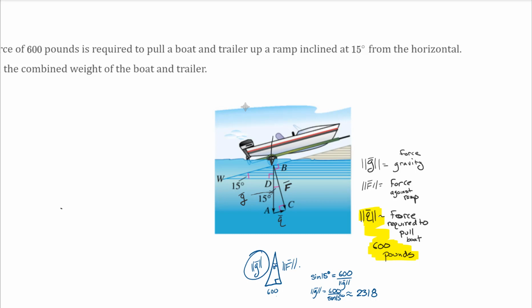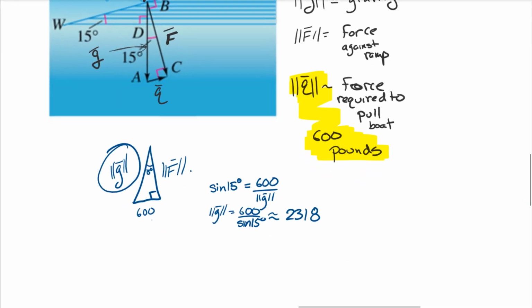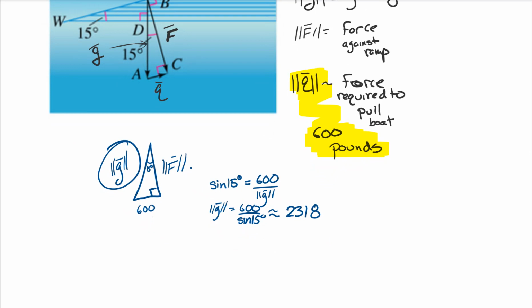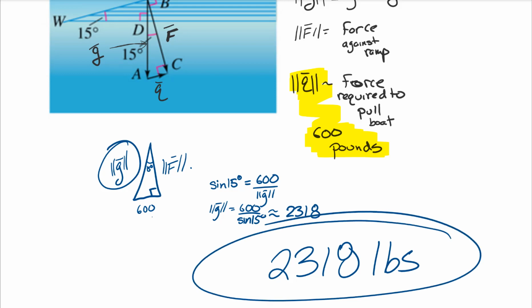So really, for the answer to this problem we just had to find the magnitude of this G bar, the force of gravity acting upon the boat and the trailer. And we can say that our answer is 2,318 pounds is the weight of the boat and the trailer.